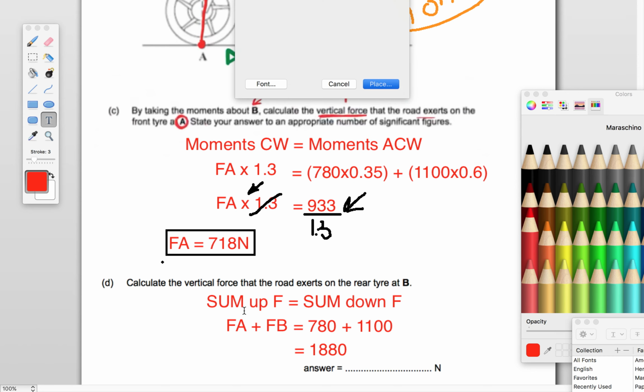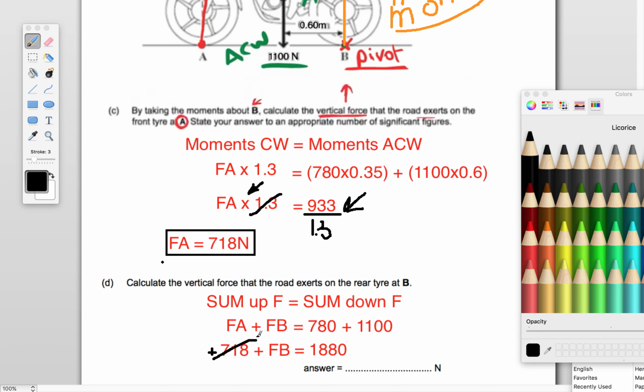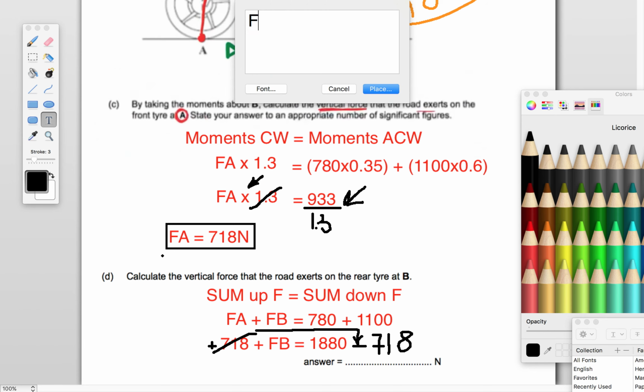And substituting Fa with the value already found in question C, 718 plus Fb. Now you are going to cross this one, and since it's positive, displacing it will make it negative. So minus 718, and this will give you the value of Fb, which is equal to 1162 Newton. So this is the answer of question D.